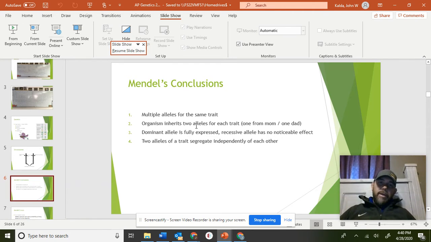We've also found that what researchers have found in the past is that some of our traits are actually not just about 2 alleles, that there can be more than 2 alleles that develop a trait. Dominant allele is fully expressed. Recessive allele has no noticeable effect. If we take a look at a dominant allele being fully expressed, we look at the genetic side of this.